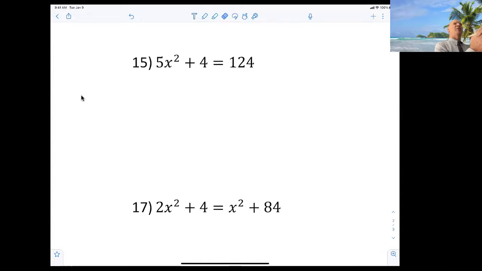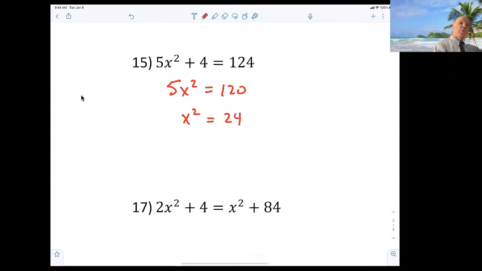Let's see how we're doing with 15. What are we doing first? All right, so here we go. 5x squared equals 120. X squared equals, let me help you out, 24.